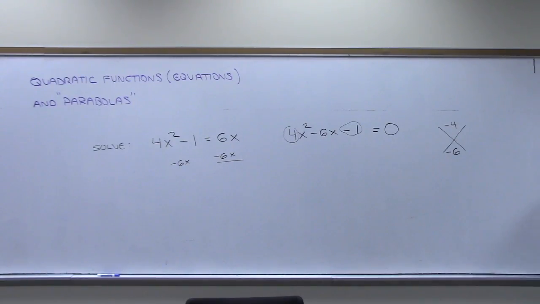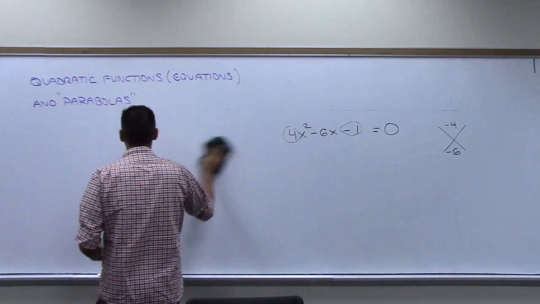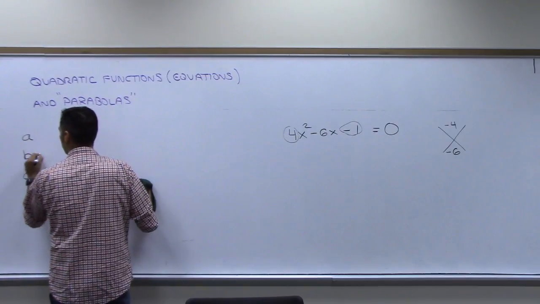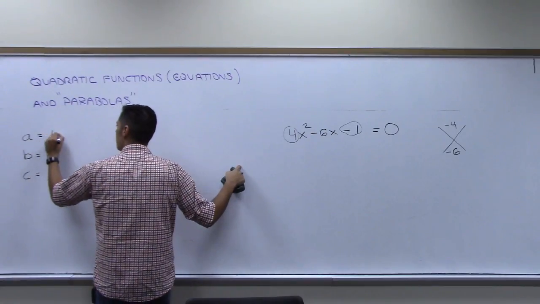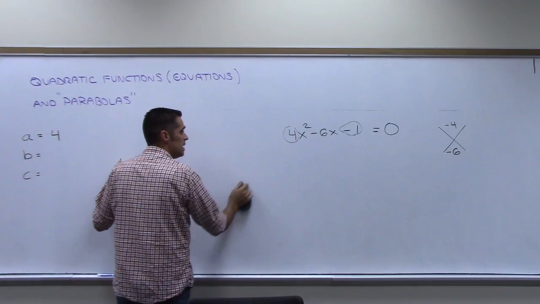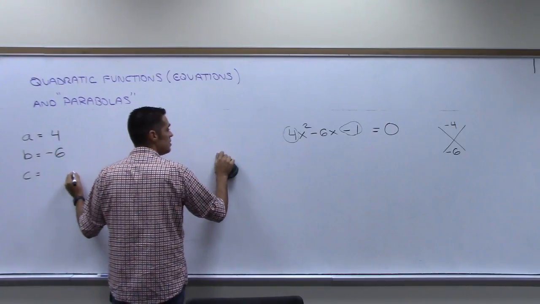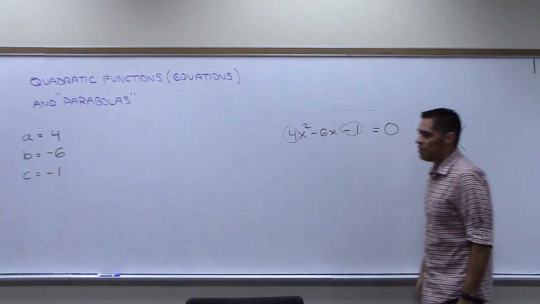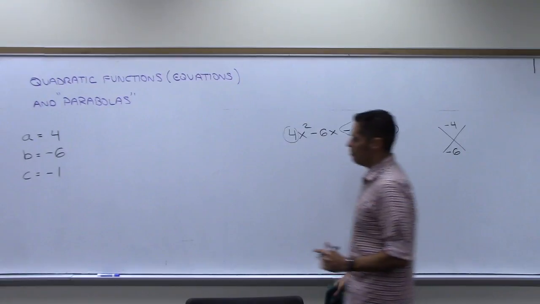So if I'm going to use the formula, I should probably take some time to write down what a, b, and c are. That way I can use the formula. So what is a for me in this problem? 4. So that's the number in front of x squared. B, -6, and c is -1, right? And now it's a matter of just plug and chug, right? You just plug that in there and see what we get.